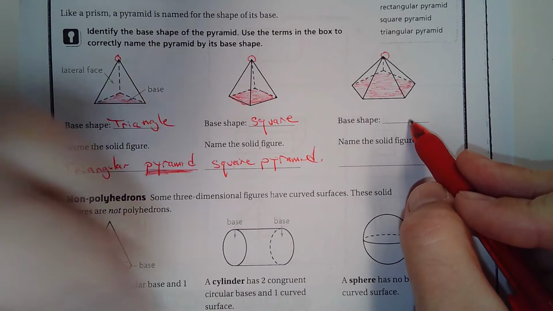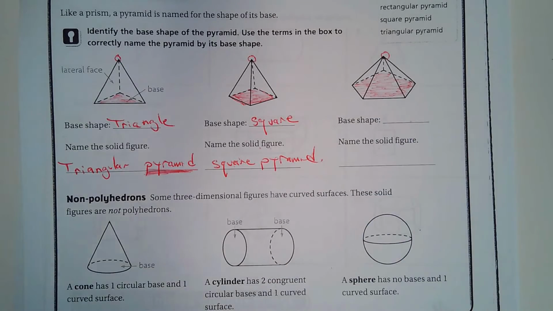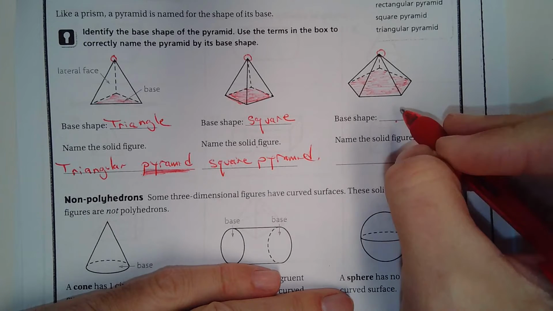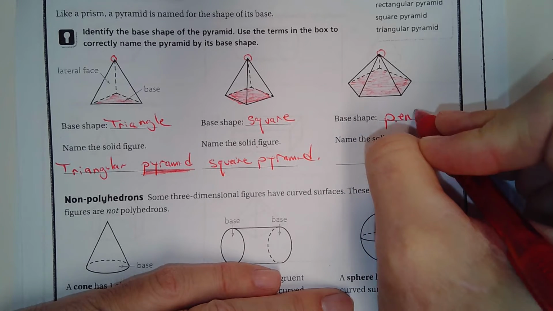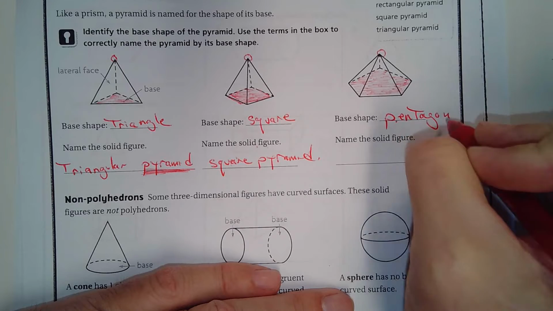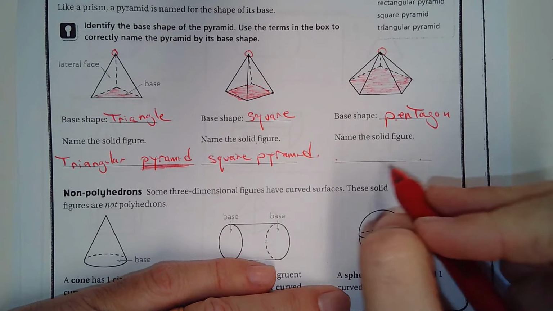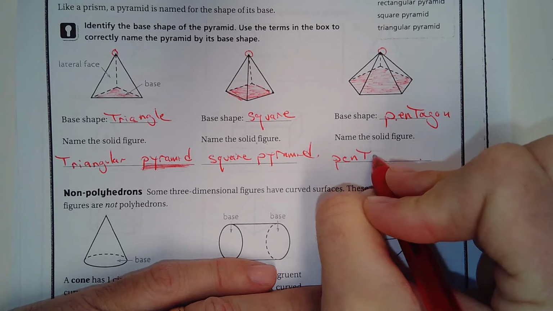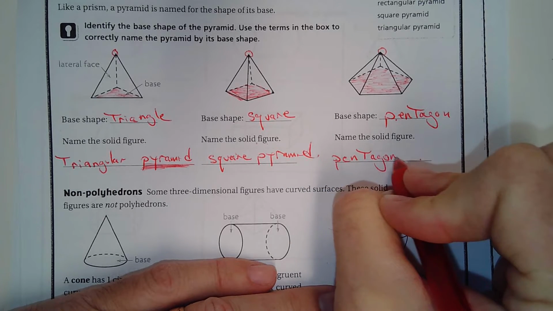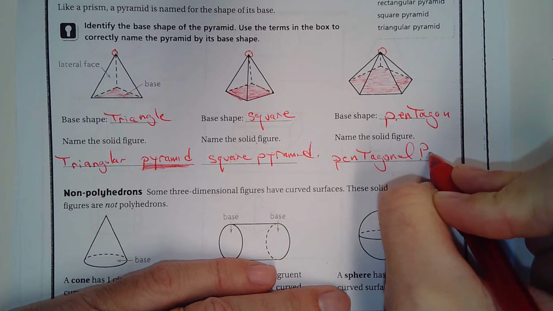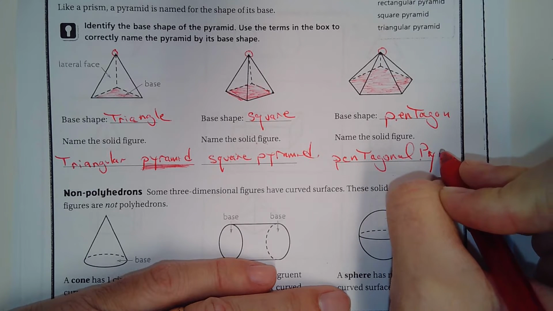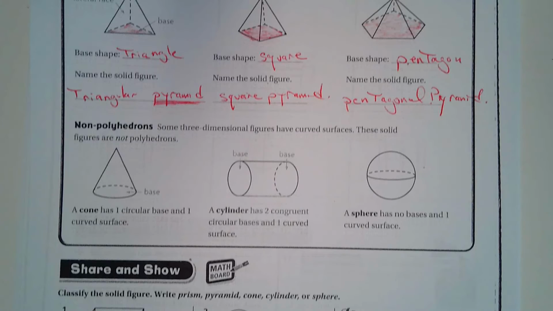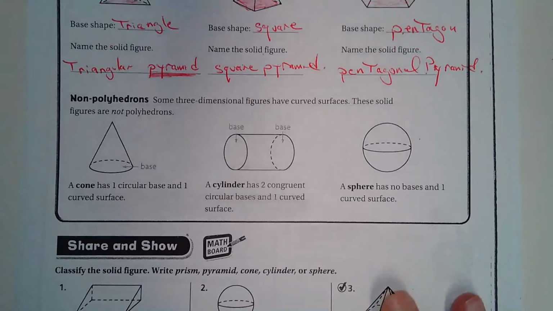And this one here, Mr. Storm. What's the base shape? Pentagon. Yep. And what would you put down here? Pentagonal pyramid. Nicely done. Okay. Questions on those, anybody? No?